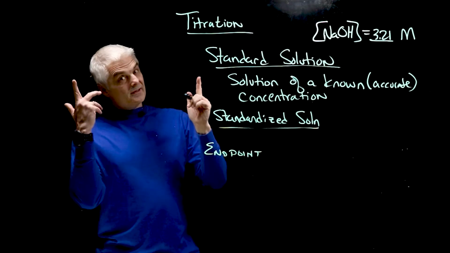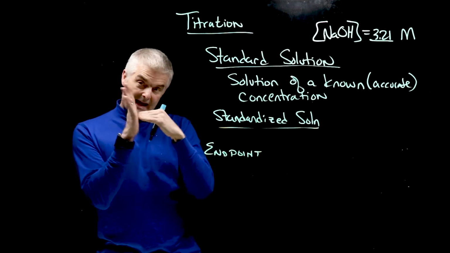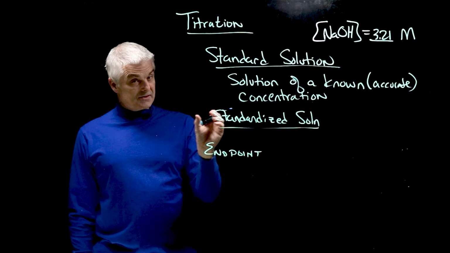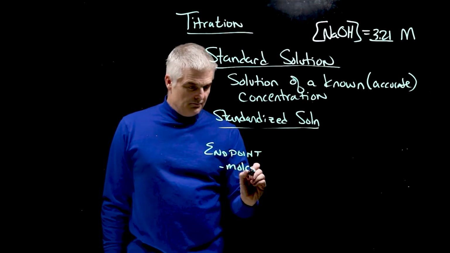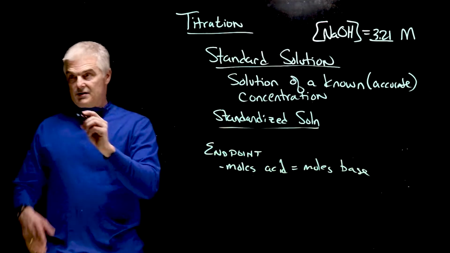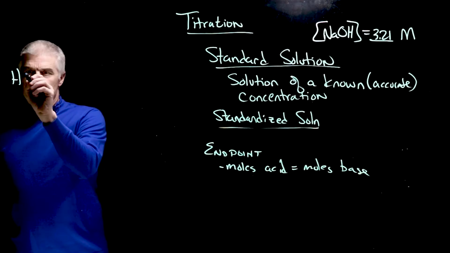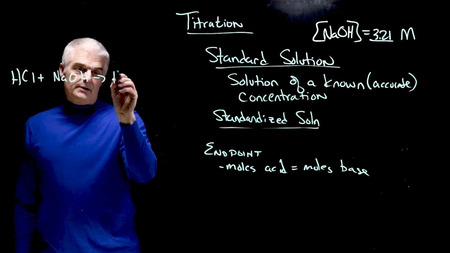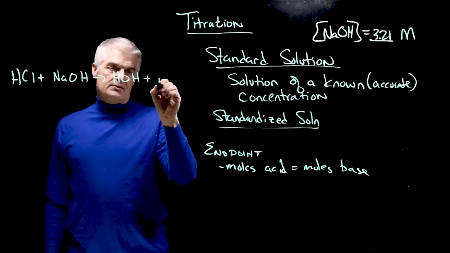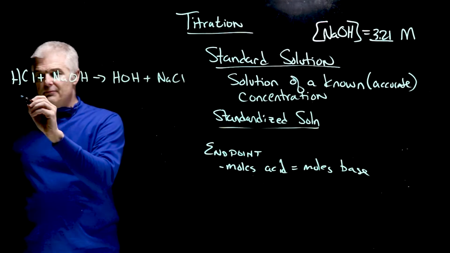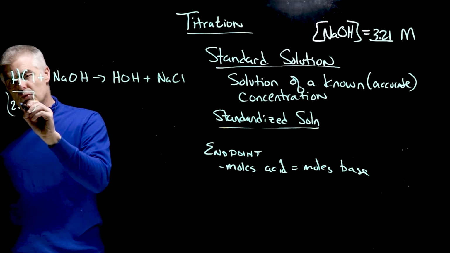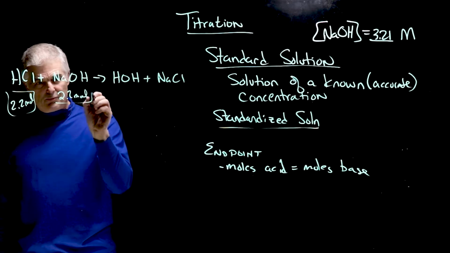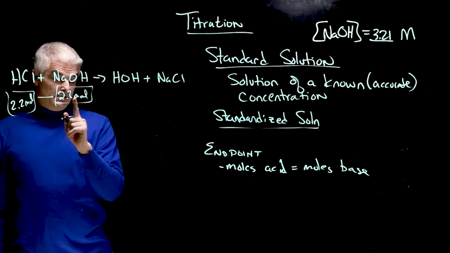Now the endpoint is where the acid, so you're putting an acid with a base, where you've got the number of moles of acid equal to the number of moles of base. All right, so we have a reaction. HCl plus NaOH makes water and salt, right? But if I end up with the same number of moles, let's say, 2.2 moles of this and 2.2 moles of this, when I get to that exact point, that's called the endpoint.